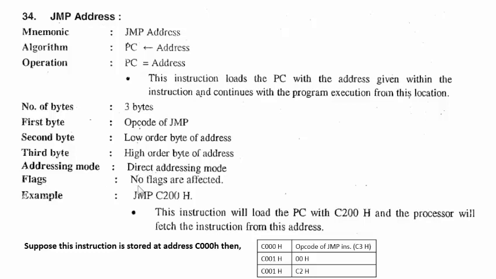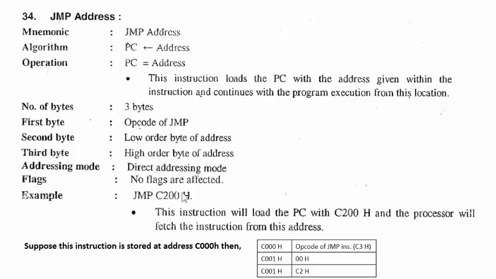Flag bits are not affected. During or after the execution, there is no modification in the flag bits. Also, the flag bits are not checked by the jump instruction. For example, suppose JMP C200, jump C200. This instruction will load the PC, that is the program counter, with C200X, and the microprocessor will fetch the instruction from this new address, that is C200X.